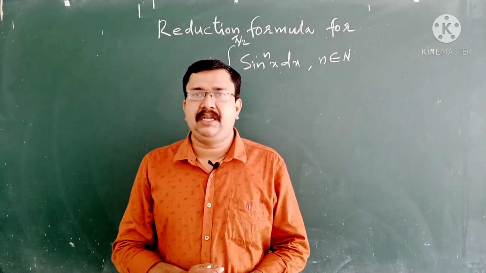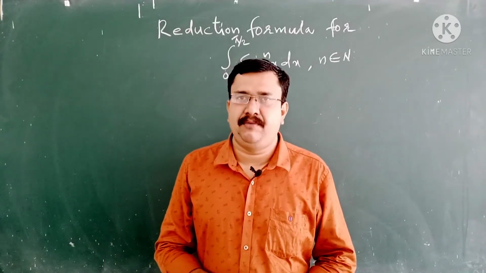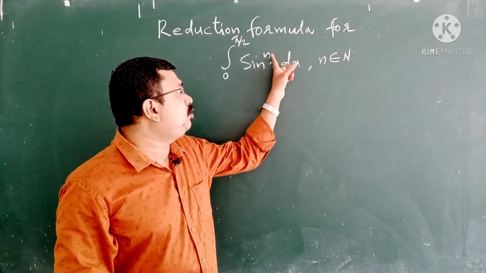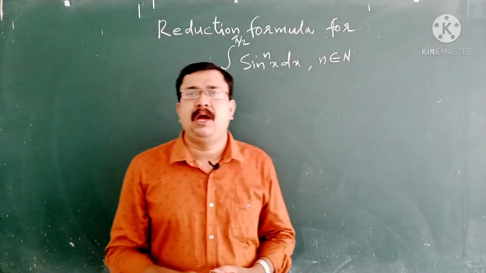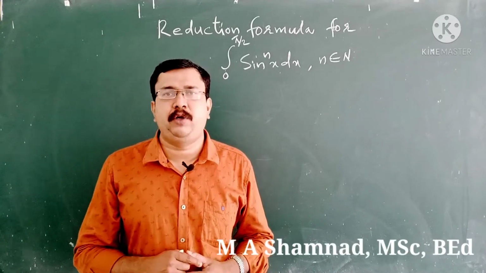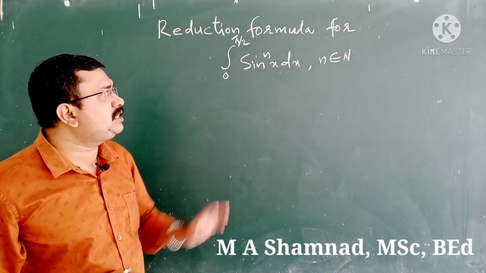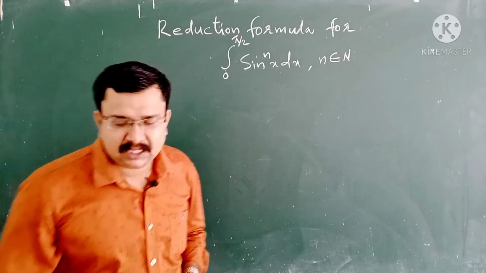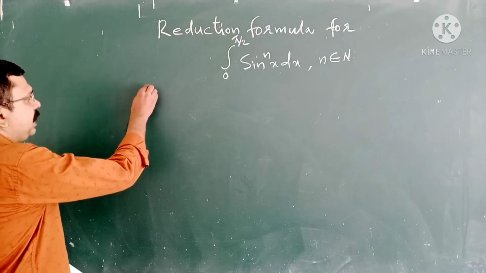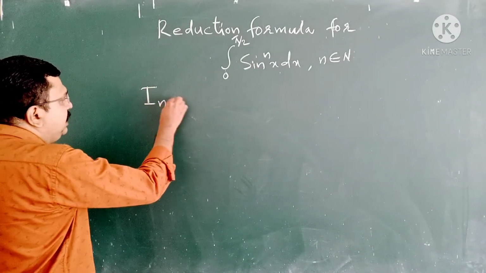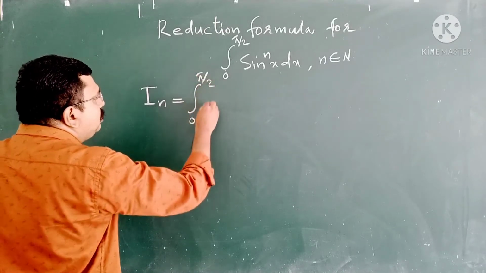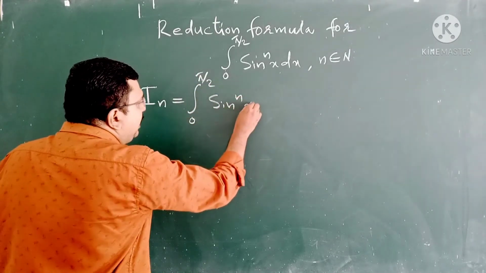In this section we are studying the reduction formula for the integral from 0 to pi by 2 of sin raised to n x dx. How do we find the reduction formula for the integral from 0 to pi by 2 of sin raised to n x dx? We can start with I n. Suppose that I n is equal to integral 0 to pi by 2 sin raised to n x dx.